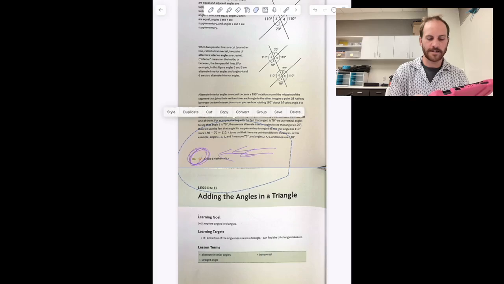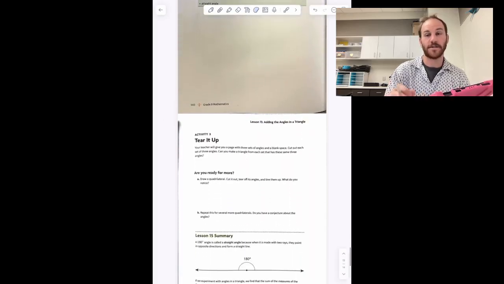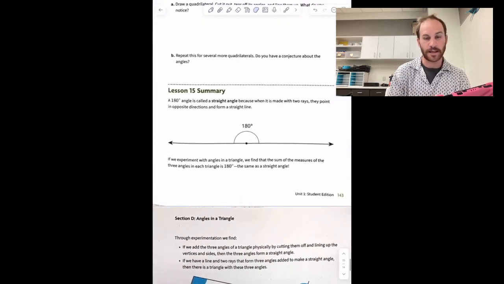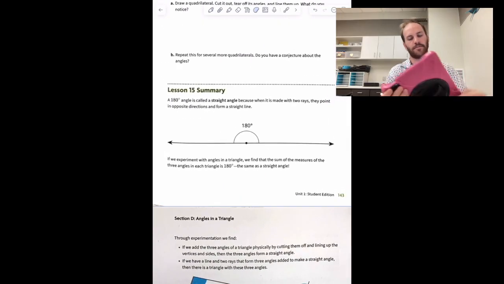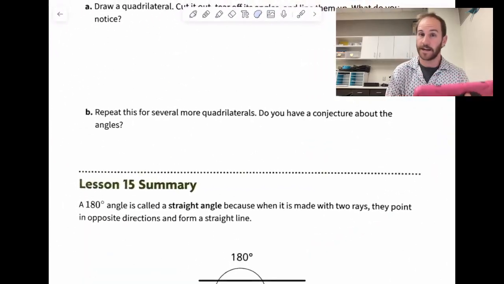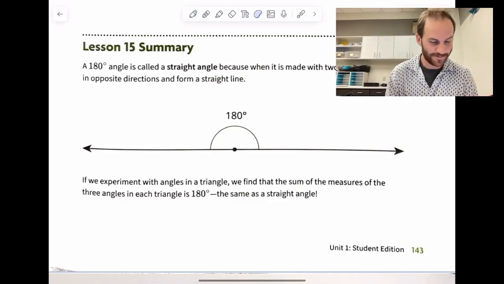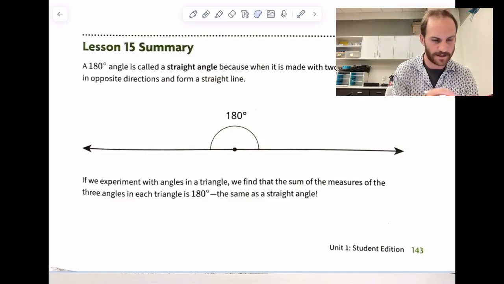If we move on to lesson 15, it talks a little bit more about straight angles. So I want to show you all the lesson summary here, okay? Let's actually move this so we can actually see the full thing, all right? So we see here a straight angle. It's pretty fantastic.